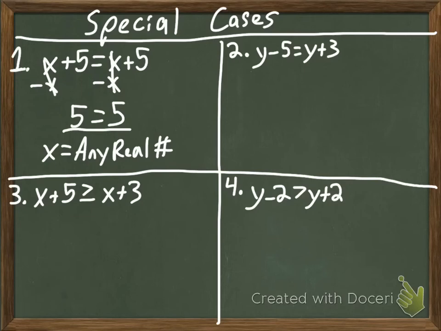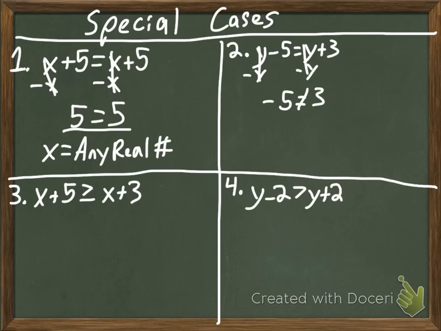So let's go over here to 2. On 2 we have y and y, so again, doesn't matter, so we subtract y, and we're left with -5 equals 3. But we do know that -5 doesn't equal 3. So what does this mean? I want you to pause the video and discuss this in your group now.